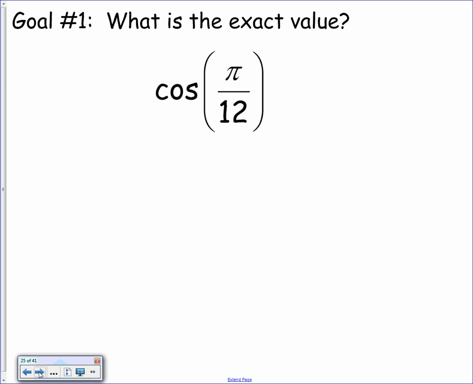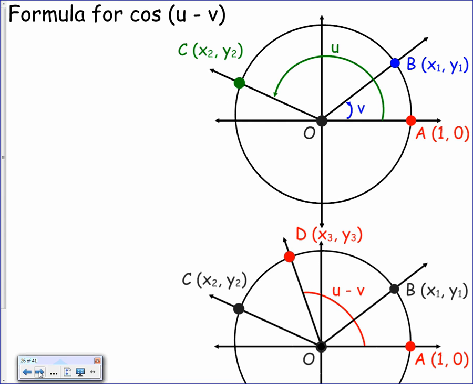Our first goal today is to be able to figure out what is the cosine of pi over 12. This is one of the very first things I had on your district growth measure, just so you are aware. All right, so this is our goal. We'll come back to it and try to answer that question.